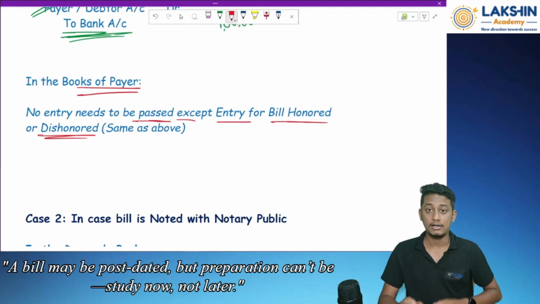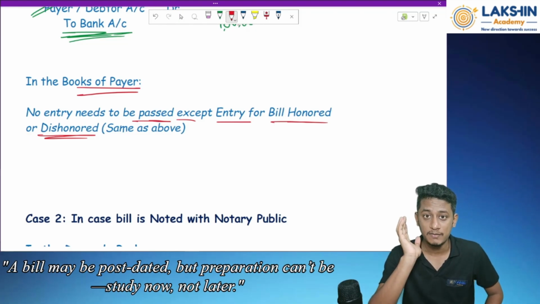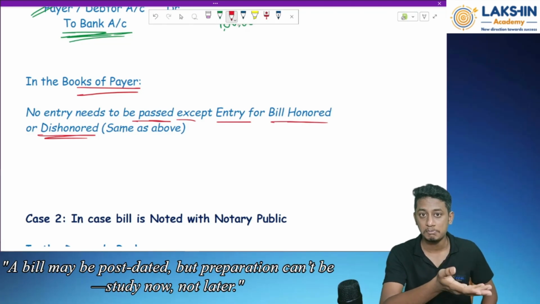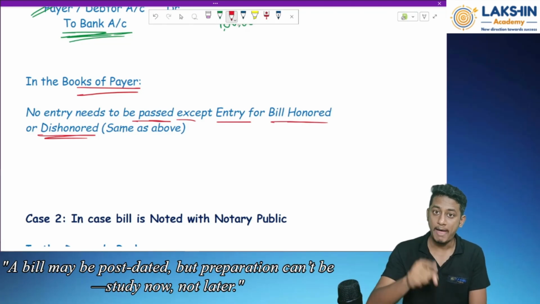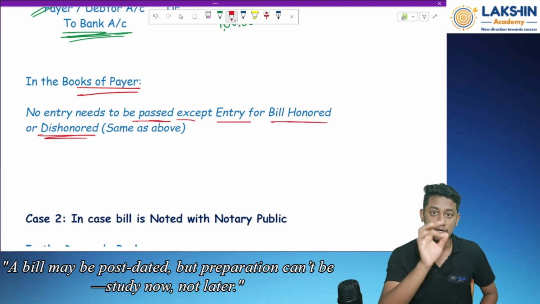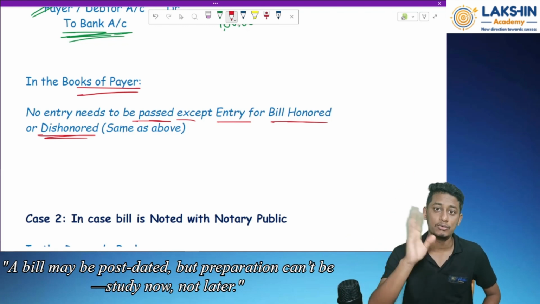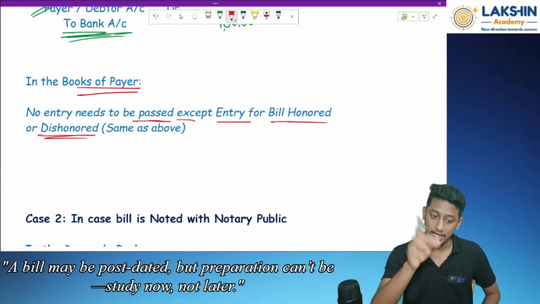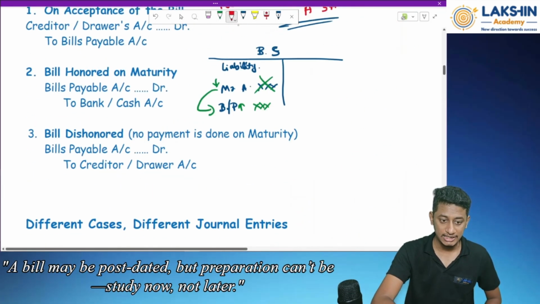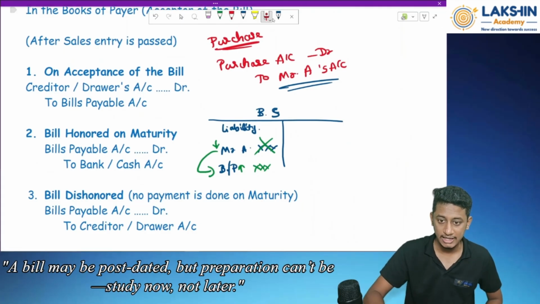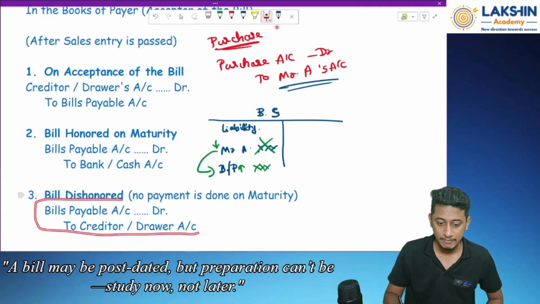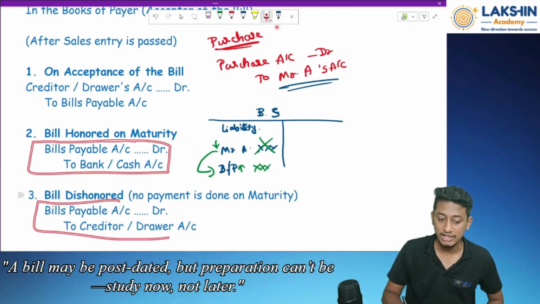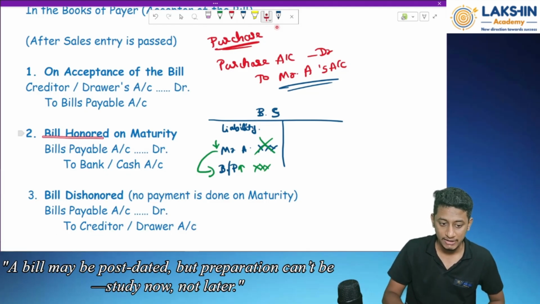But what about the entry for the honoring of the bill? He has to pass the entry. Why? Because he is making some payment when he is honoring the bill. So the bank account will be credited because the payment goes out, and whatever bills payable account was created will be debited to reverse it. Now the entry we saw before. Now, coming to dishonoring. When the bill is dishonored, the same entry will be passed. Remember, we have seen this entry when the bill is dishonored. See, Mr. B will pass both the honoring and dishonoring entry, depending on the case. If it is honored, he will pass this entry.